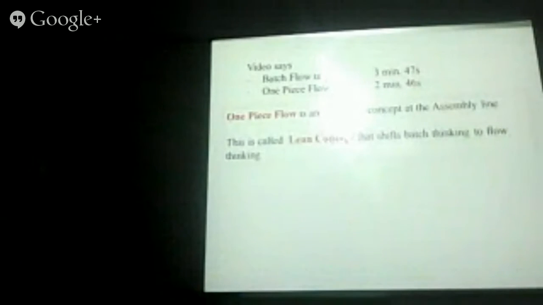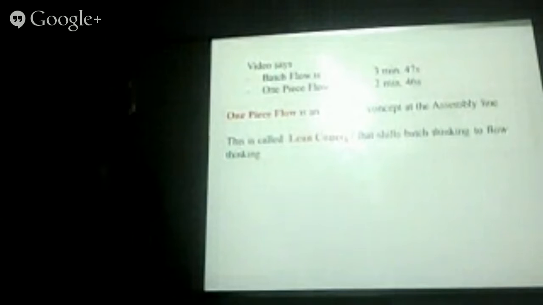However, please understand, one piece flow is an important concept at the assembly line. And this is called a concept that shifts batch thinking to flow thinking. And you can find similar kinds of videos on the internet.